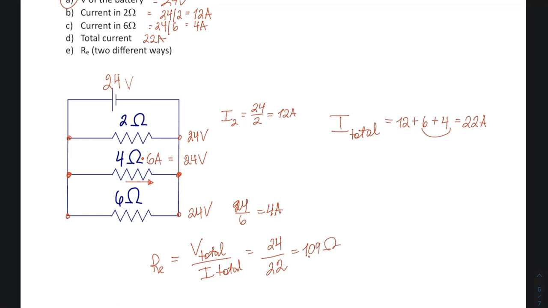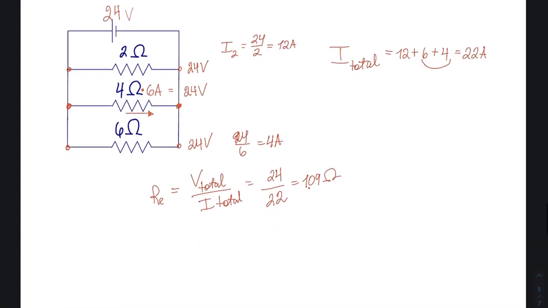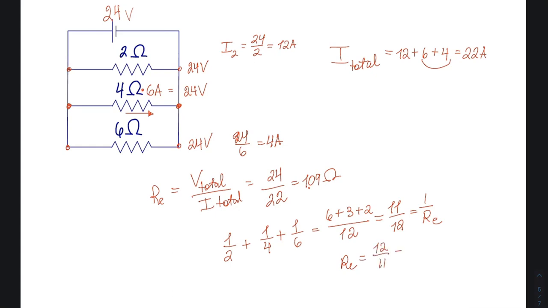24 over 22, 1.09 ohms. And the long way, 1 over 2, we already got that, plus 1 over 4, plus 1 over 6. That's going to be 12 as the common denominator, 6 plus 3 plus 2, 11 over 12. And that would be 1 over R equivalent. Then therefore R equivalent is the reciprocal of that, which is 12 over 11, which is 1.09 ohms.